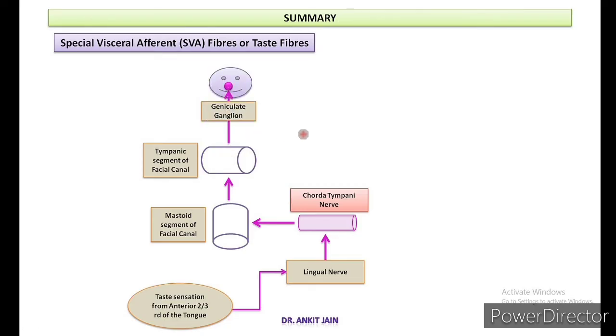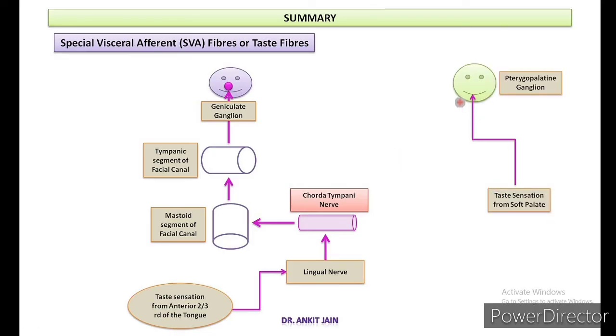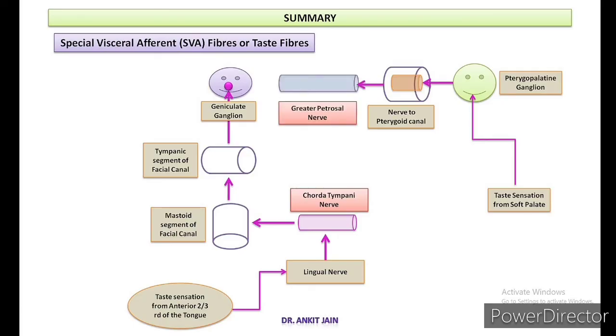Taste fibers, which bring the taste sensation from the soft palate, first pass through the pterygopalatine ganglion, and without relay here, they enter into the pterygoid canal and participate in the formation of Vidian nerve or nerve to pterygoid canal. From the pterygoid canal, they enter into the foramen lacerum and take part in the formation of greater petrosal nerve. Then these fibers enter into the geniculate ganglion and relay here.